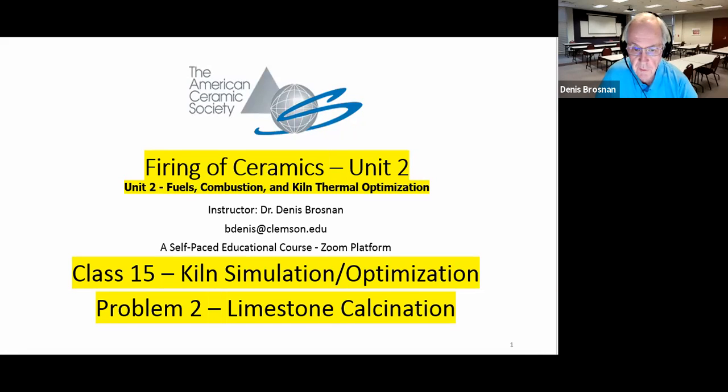Welcome back to another class in Unit 2 of Firing of Ceramics. In this unit, as you know, last time we did our first kiln simulation, or maybe optimization, if you'd like to call it that. And today we're going to do our second one. The second one is going to be about calcining limestone, or calcium carbonate, calcite, as we call it. That's going to require an endothermic reaction when we calculate the heat required by the load in the kiln. So let's get started.